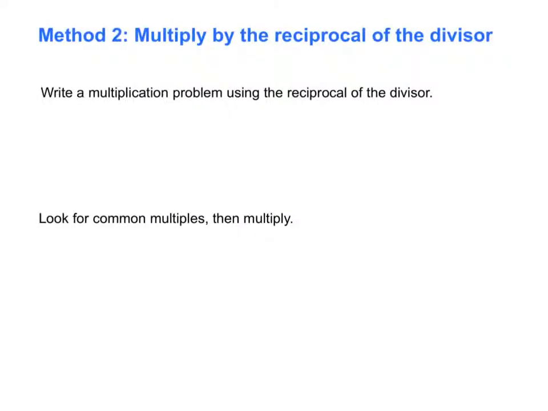Method 2 then is our friend, multiplying by the reciprocal of the divisor. Let's first write down our equation. Hannah's family had how many hours worth of videos? 3 hours. So we had 3 hours of videos. And how long was each tape? How many hours can each tape hold? Ruba? 3/4. So we have 3 divided by 3/4.